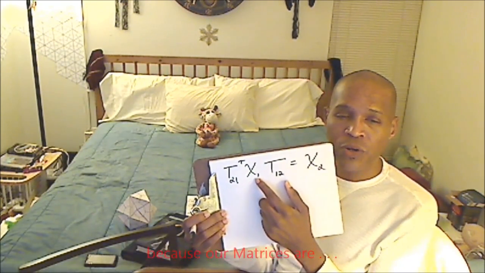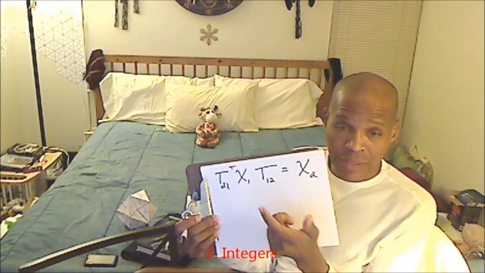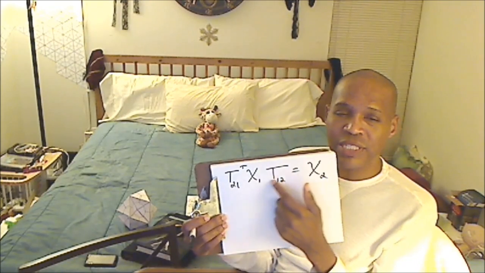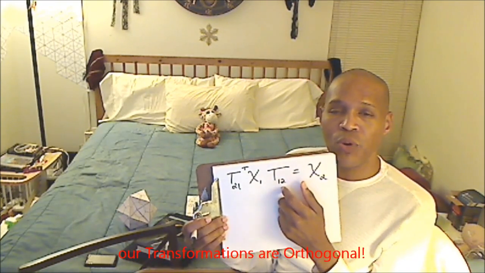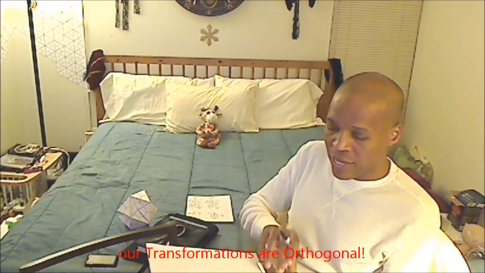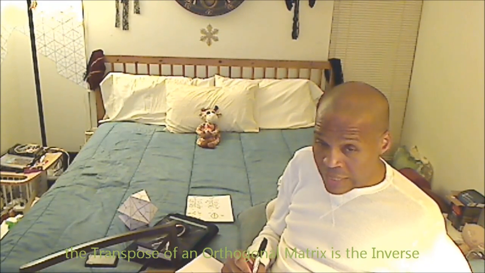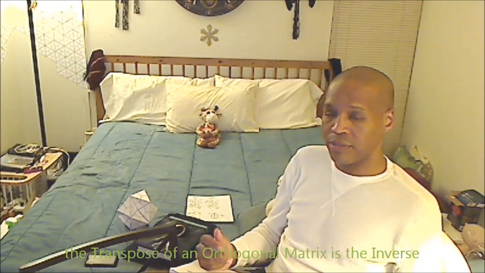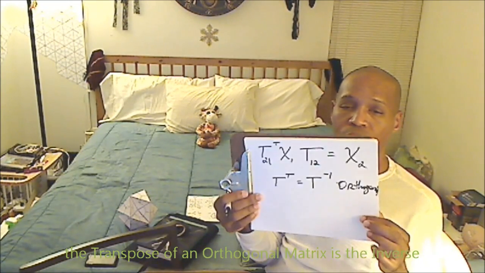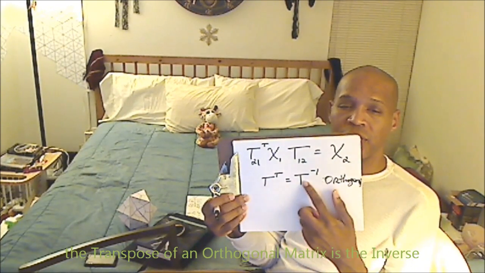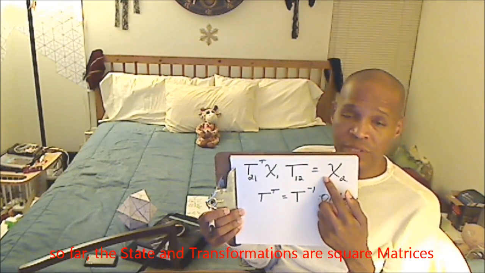Now, because our matrices are both real, integer, but in particular because they're real, our matrix here, our T's, our transformations, are in point of fact what we say orthogonal. An orthogonal transformation basically means that the transpose of it is in fact equal to the inverse of it. That's almost the definition of orthogonal right here, that the transpose of it equals the inverse of it. So all of these things are matrices. In fact, they're all square matrices, meaning that the number of rows is equal to the number of columns.